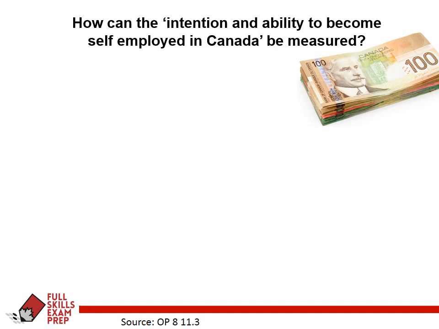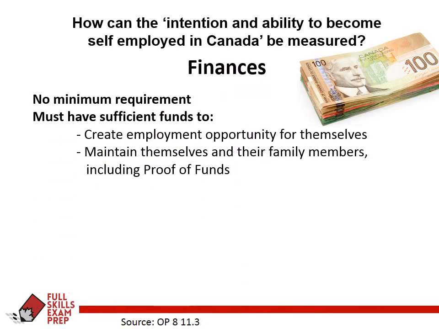Okay, so you might be wondering how a person can actually prove this. There are quite a few ways. So one of the biggest ones is with finances. If you look at the points system, you might see that there aren't really any financial requirements for a self-employed person. However, they would have to convince the agent that they can create employment opportunity for themselves with regard to the amount of money that they have to invest in their own self-employment. Okay, and of course they have to have enough money to support themselves, their family. This of course includes the proof of funds, but they have to really be sure to have enough money to make their business as well.